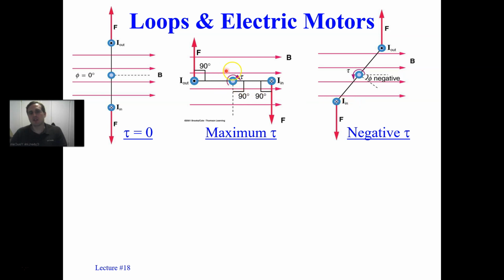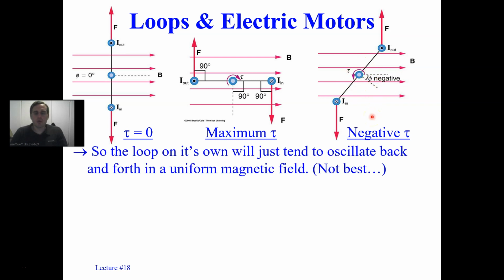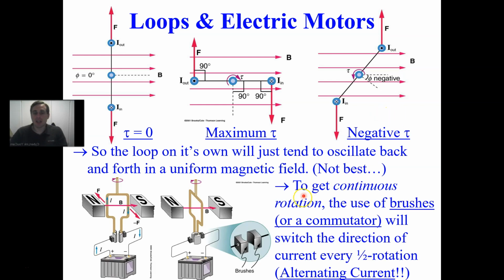Okay? So if this torque is turning clockwise, this torque is turning counterclockwise. So the loop on its own will just tend to oscillate back and forth in a uniform magnetic field, which in practice is generally not best. With an electric motor, we want the loop to continue rotating in the same direction. So to get continuous rotation, the use of brushes or a commutator will switch the direction of the current every half rotation. And again, I mentioned this. This is receiving alternating current.